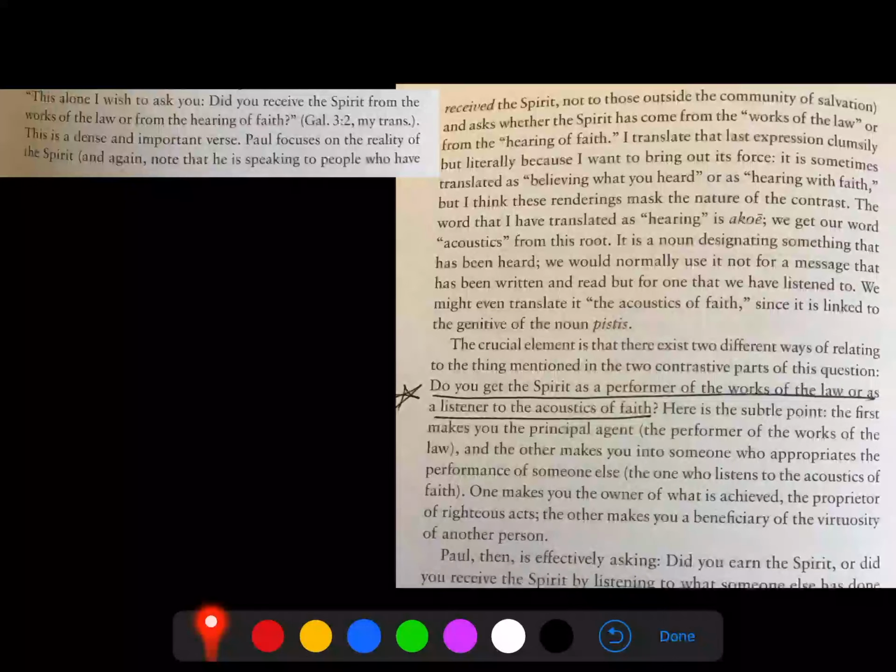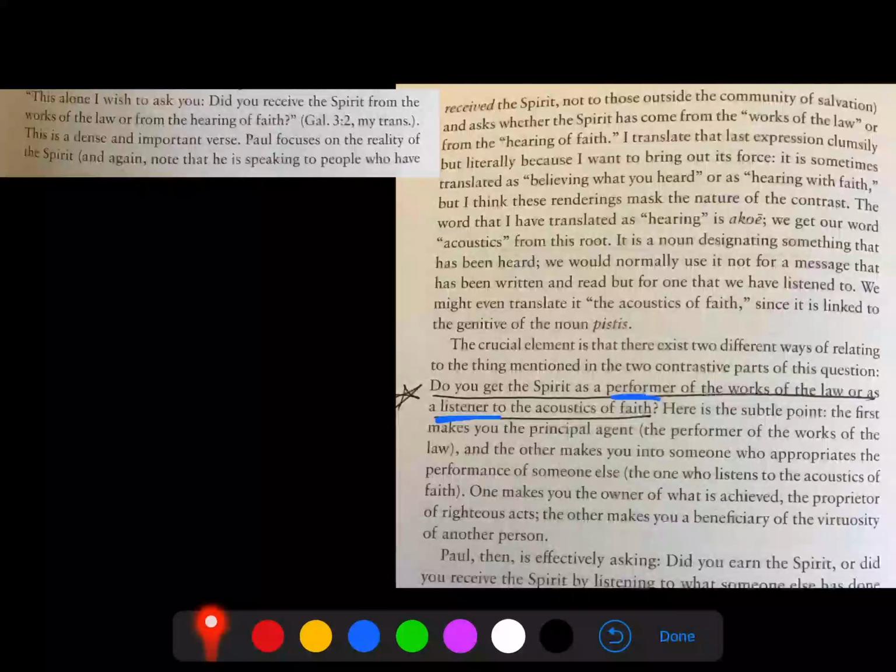Right? Two different ways of getting the Spirit, or of trying to get the Spirit. "Did you get the Spirit as a performer of the works of the law or as a listener to the acoustics of faith?" And he's making a contrast here between the whole idea of performing or listening. And he's saying that the translation acoustics of faith, or the recognition that it's the hearing that puts you in a passive state when you receive that action. Is it through that active performing or through that passive listening? He's getting at that contrast.